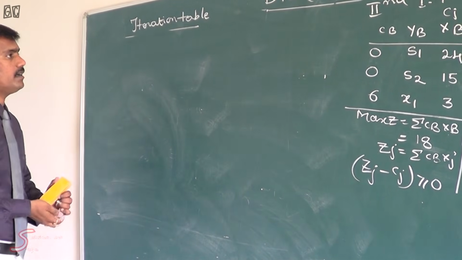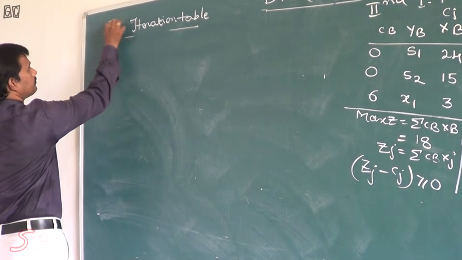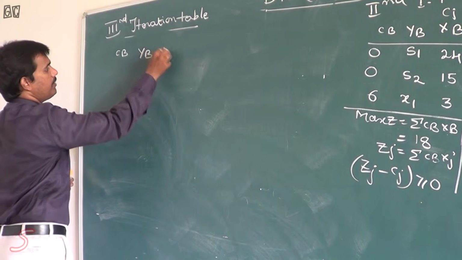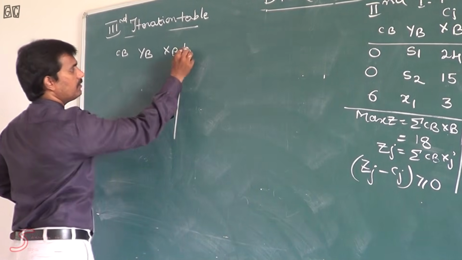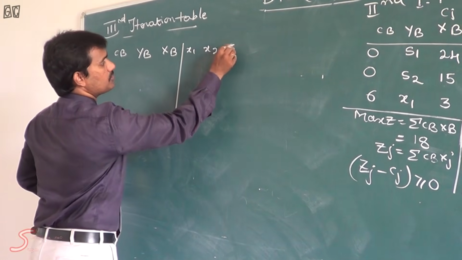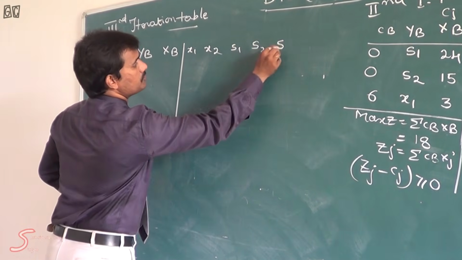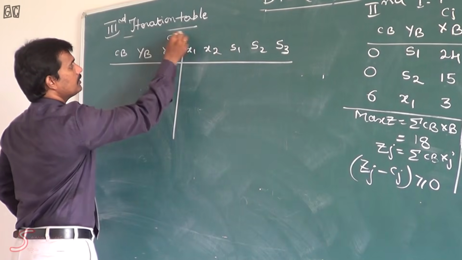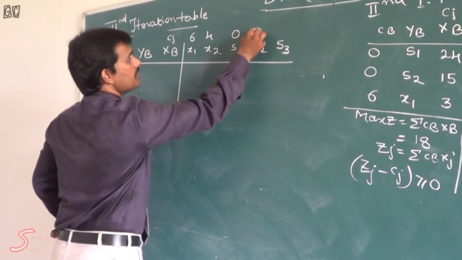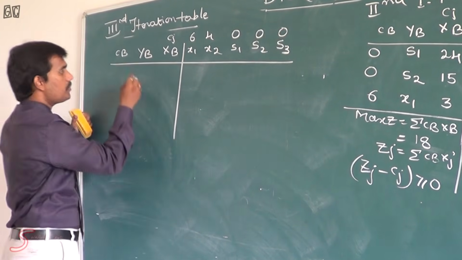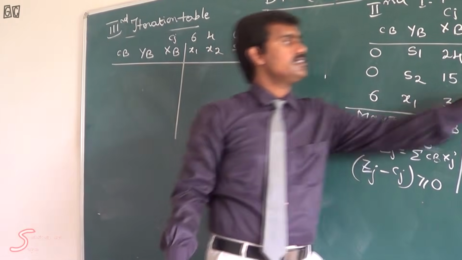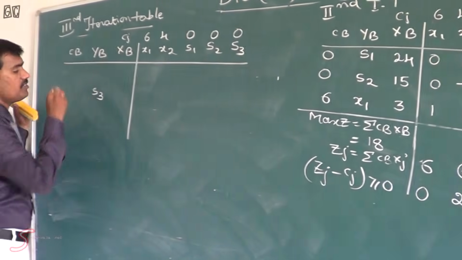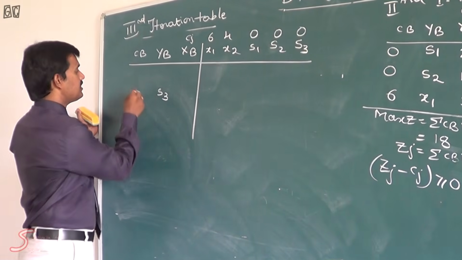That is all of you, third iteration table. Again we have CB, YB, xv, x1, x2, s1, s2, s3. That is again serial: 6, 4, 0, 0, 0. So obviously, here we have this S3 now. So S3 will be the incoming vector, S2 will be the outgoing vector, and the cost of S3 is 0.